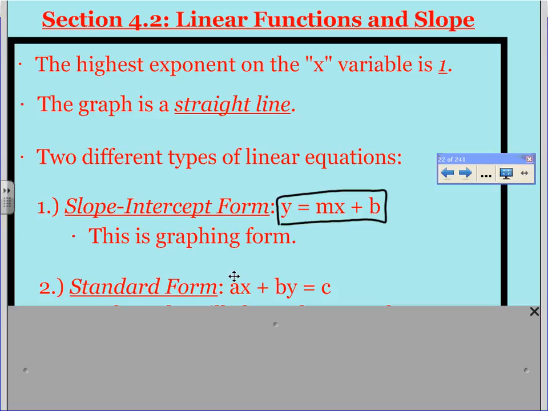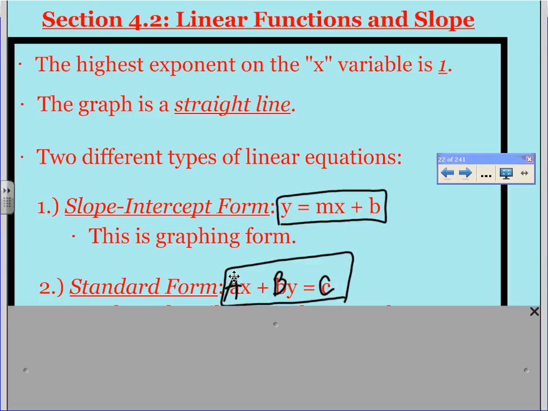Form number 2, and there's a lot I have to say about this one, is standard form. I'm actually going to make these capital: Ax plus By equals C. You typically see them as capital letters. Standard form is the second form that you can write linear functions in.